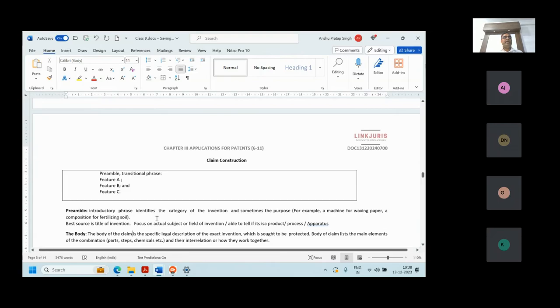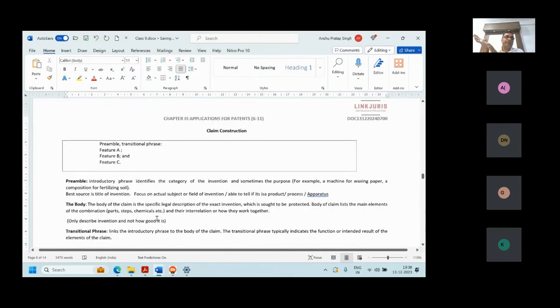Now, when you are identifying the preamble: the preamble is the best source of the title of the invention. You have to write the subject or field of the invention. Most importantly, you have to tell whether it is a product, a process or an apparatus. It should be very clear what you are claiming, and by reading it you should know whether it is a product, process or apparatus. Then comes the body. The body of the claim is the legal description of the exact invention which is sought to be protected. In this, you provide the parts, steps, chemicals, and how the interrelationships are, all that. This is the body: feature A, feature B, and so on.